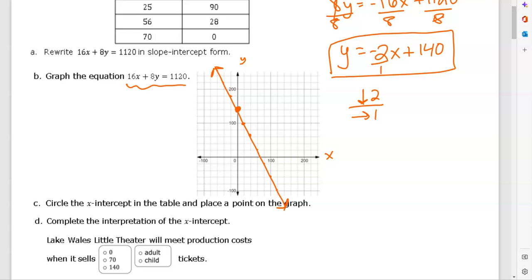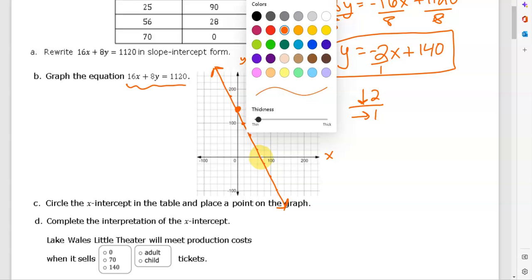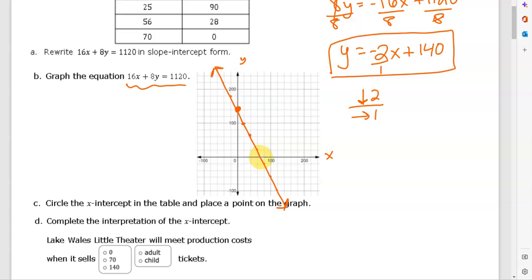Part C, circle the x-intercept. Where's that going to be? And place a point on the graph. So when we're crossing our x-axis, looks like it's about right here. It's like in between, though, isn't it?